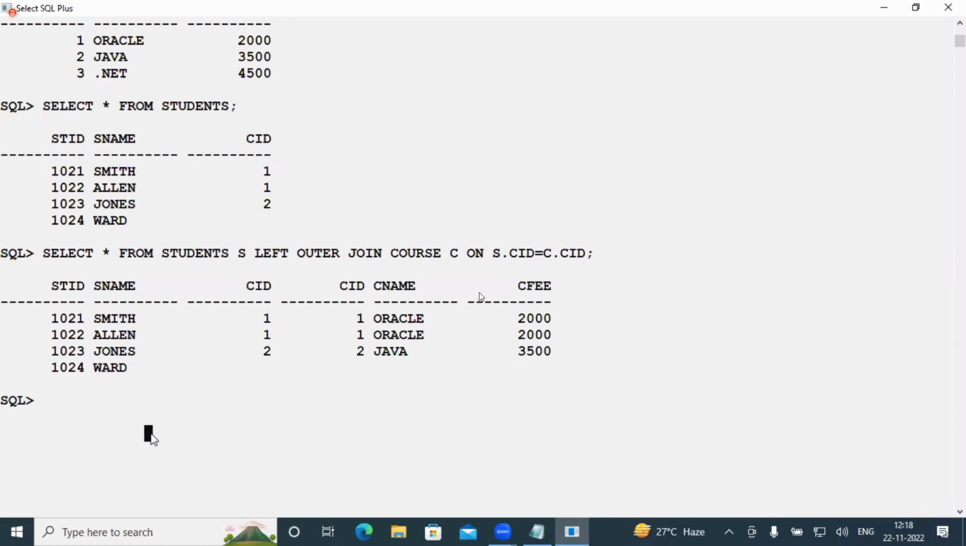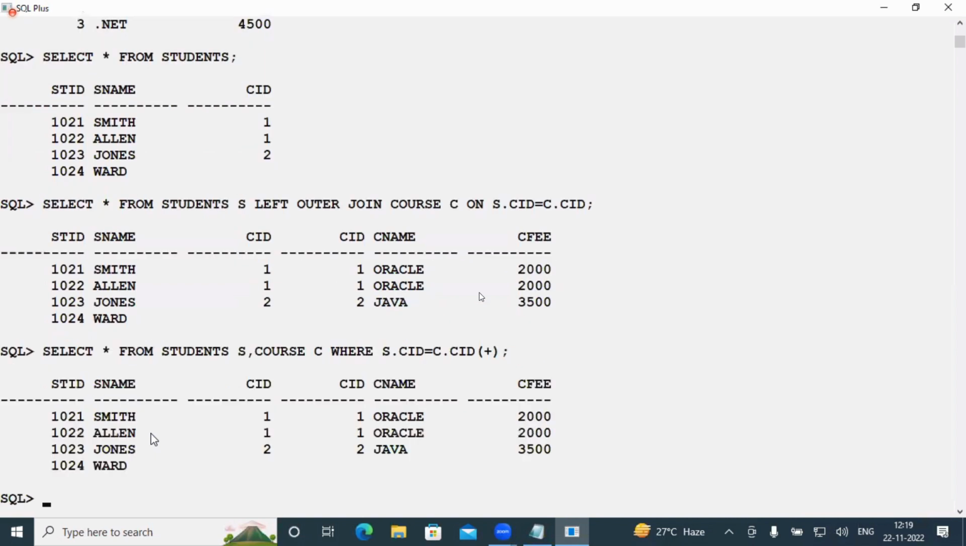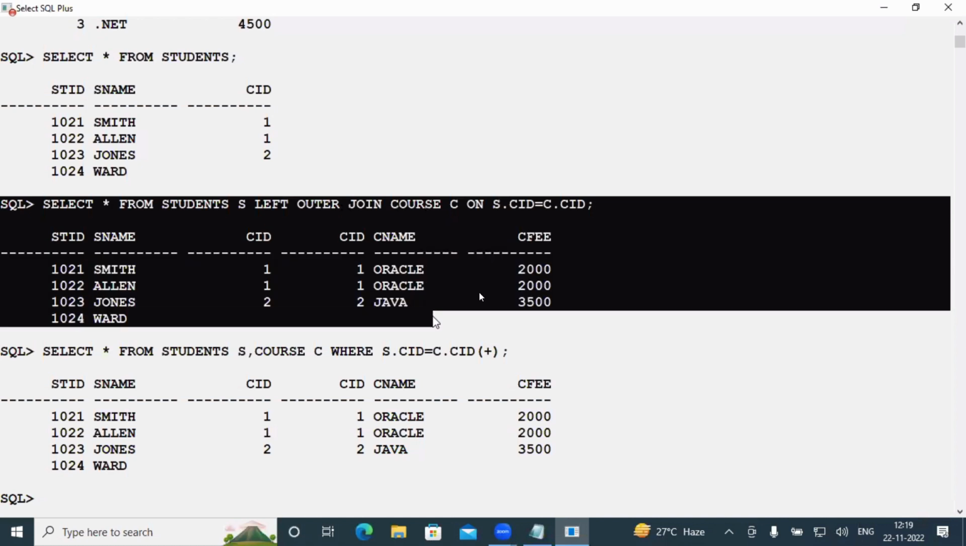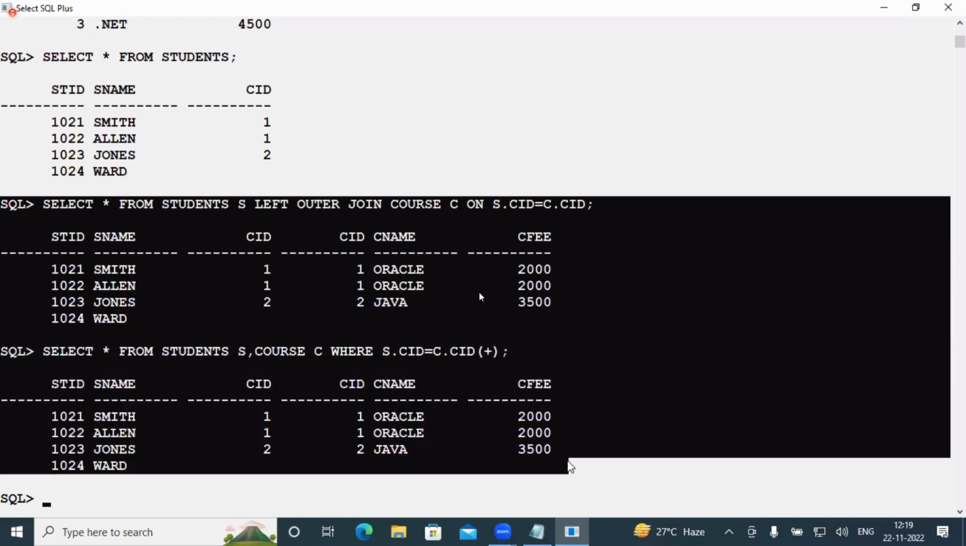Same below. Select star from students S, comma, course C, where S dot CID is equals to C dot CID, with the join operator I'm using. So when I'm using the join operator, what happened? You can see: tell me your ANSI left outer join result and non-ANSI left outer join result. Both are same. So that means your left outer join is successfully implemented in non-ANSI format. Did it happen?